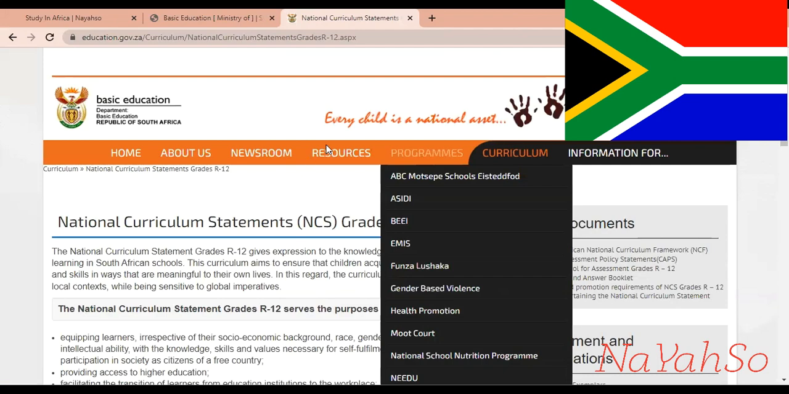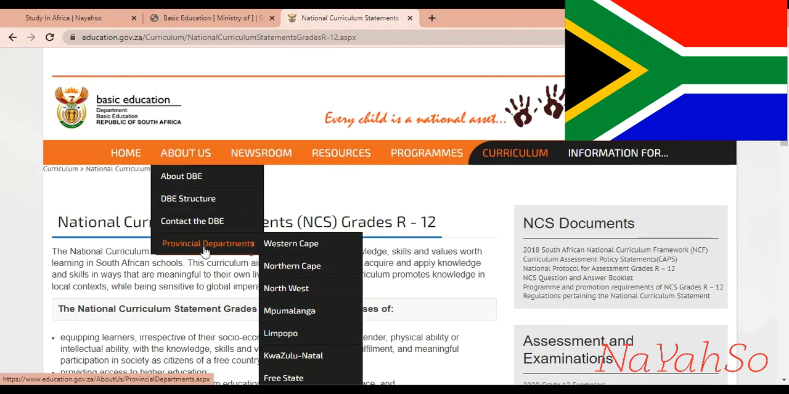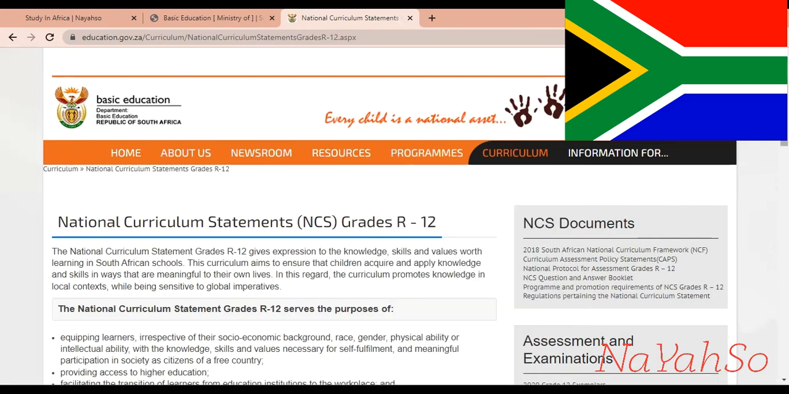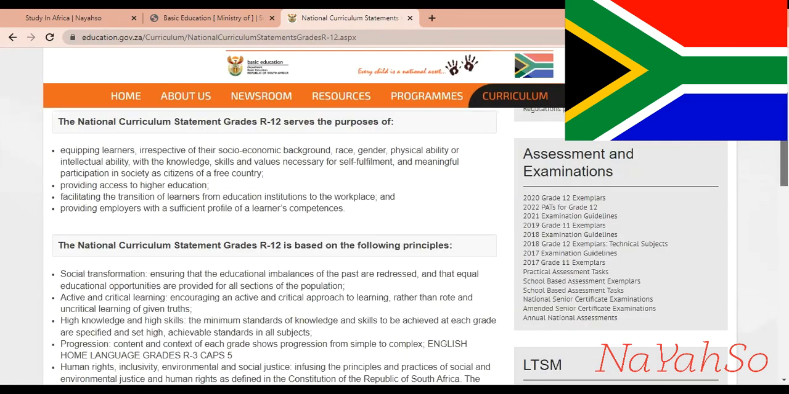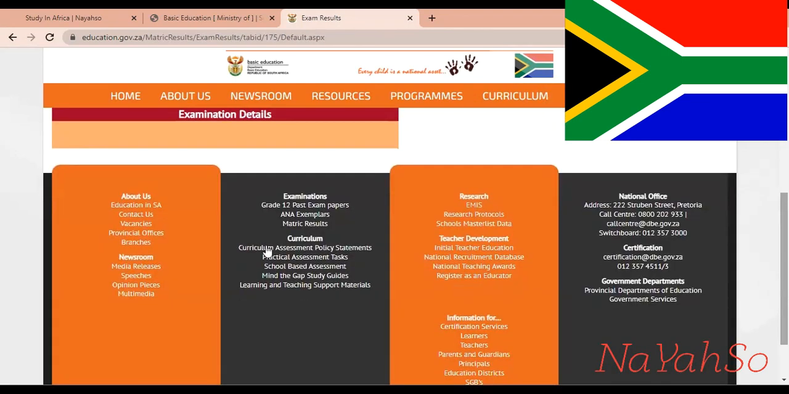Programs, curriculum, resources, newsroom. And again, because it's such a large country, they do have provincial departments in the various provinces that you can choose to find out more. So this would be a good place to go if you have children, or you're in custody of children in grade 12 and below. They have some curriculum, they have some resource material, some tools, school-based assessment, mind the gap studies. So these are things that, based on where you're coming from, you can research and see, is this similar, is this different, is this better?